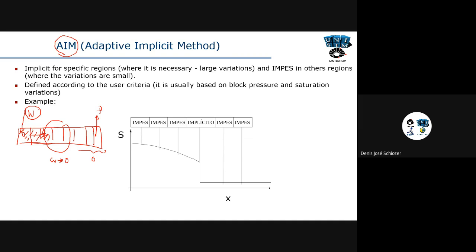So if I use a fully implicit method, I'm solving for water, oil, and gas, if you have gas as well. Let's assume it's a two-phase problem. I have to solve for water and oil in all the blocks. So I have two equations per block. This method, the adaptive implicit method, calculates the variation in saturation in the last time step. For example, in this block, as we don't have oil moving, but only water moving, it will solve implicitly.